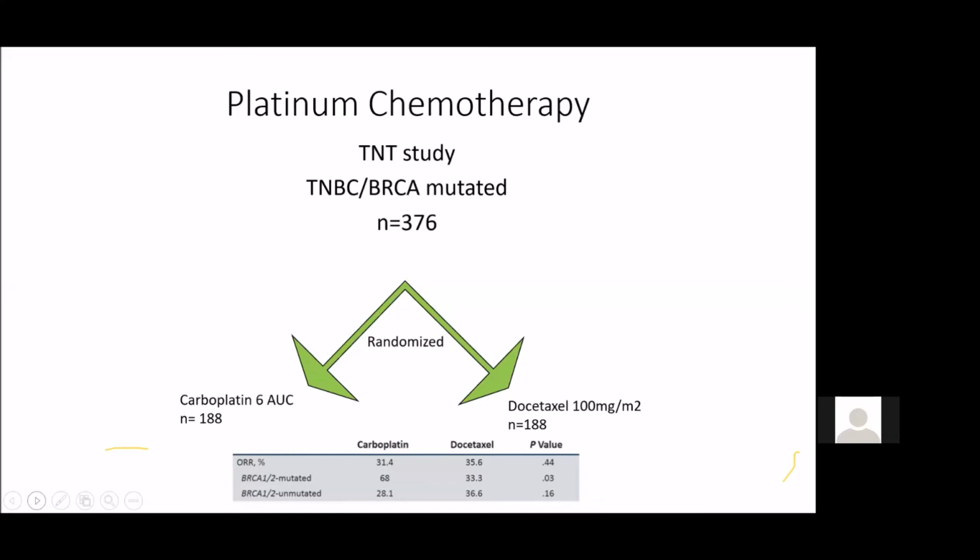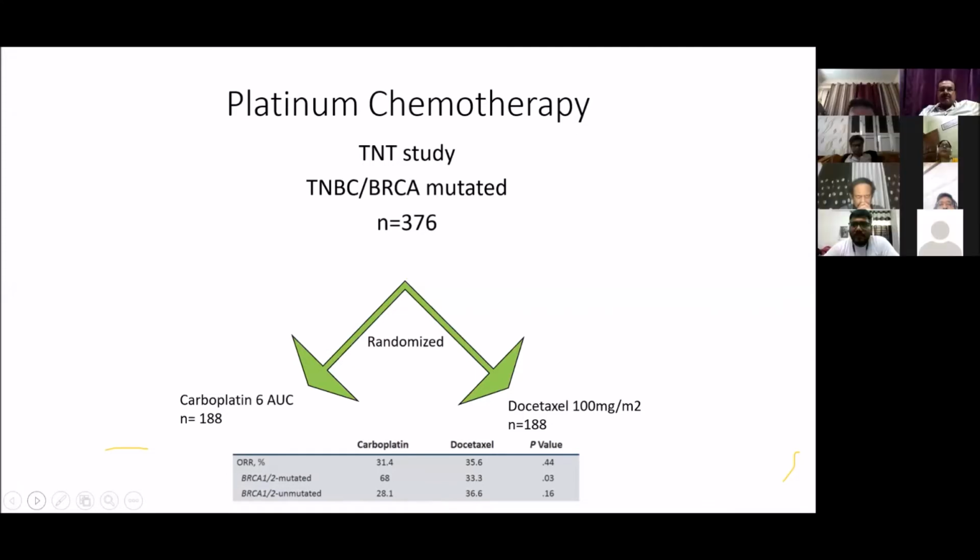They were randomized to single agent carboplatin, AUC 6, or docetaxel 100 mg per meter square. So what they saw was that when all comers were considered, there was no difference in survival. That is, in BRCA1 and 2 unmutated patients, in the carboplatin arm, survival was 28.1 months. In the docetaxel arm, it was 26.6 months, and it was not significant. But when carboplatin was given to the subset of patients who were BRCA positive, the result was in favor of carboplatin.